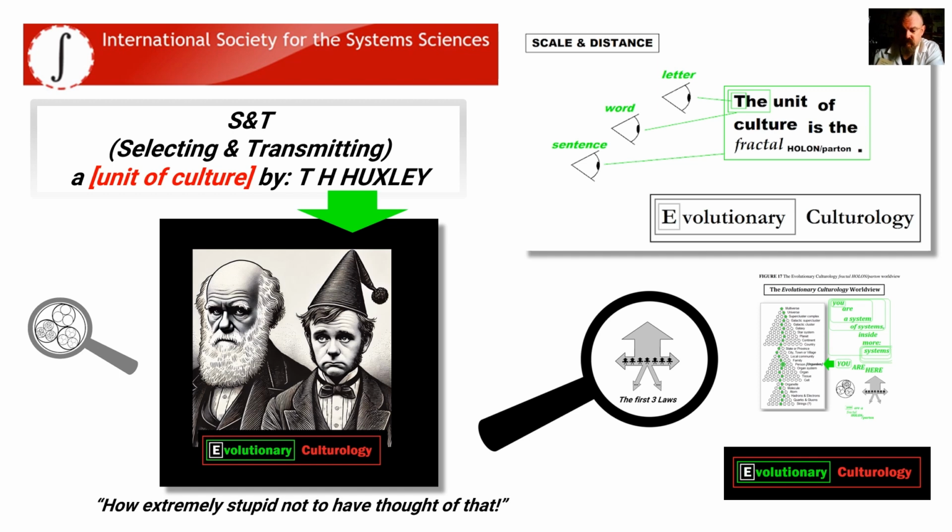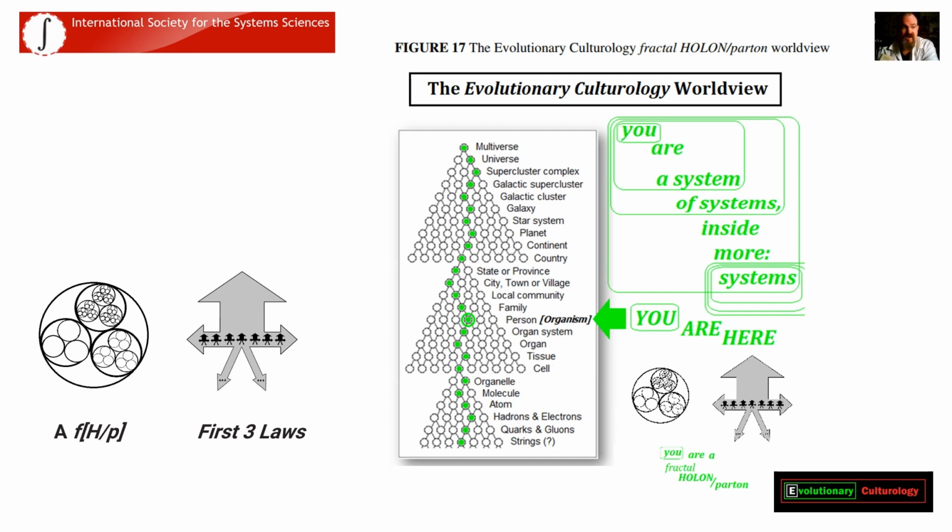So anyway, more on that in the EvCult literature. Then we've got figure 17 from this article. There it is again, the EvCult worldview, all the scale levels, sizes of the units. That's figure 17, diagram 17. You are a system of systems inside more systems. You are here, you're a fractal holon parton. There you go. Easy when you know how.